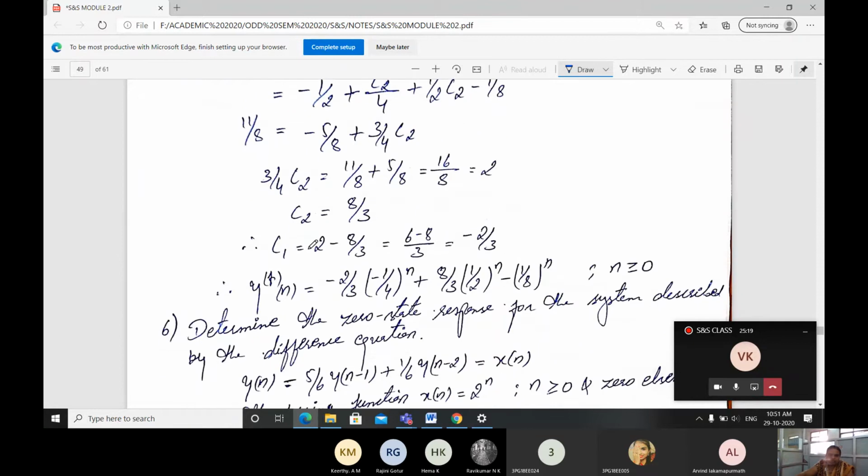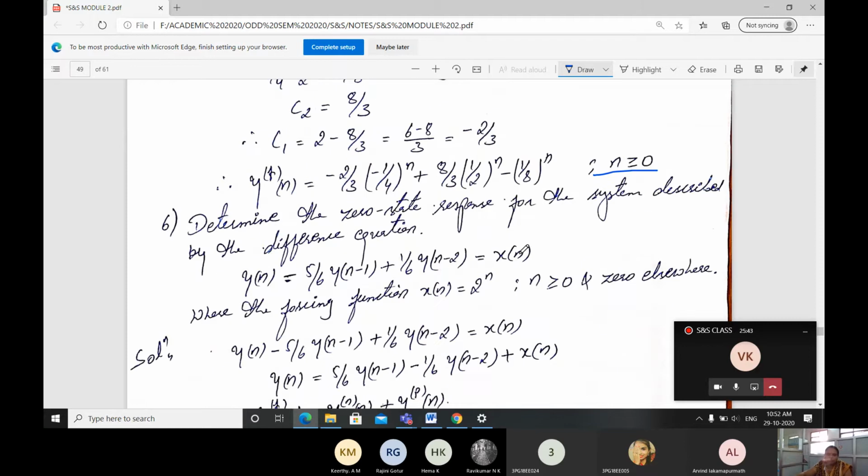Then substitute c1 and c2 in the first response. Therefore y of n is equal to minus 2/3 (minus 1/4)^n plus 8/3 (1/2)^n minus (1/8)^n, where n is greater than or equal to 0 only. This is how you have to solve for the problems.